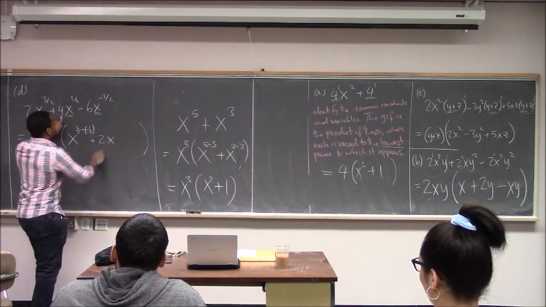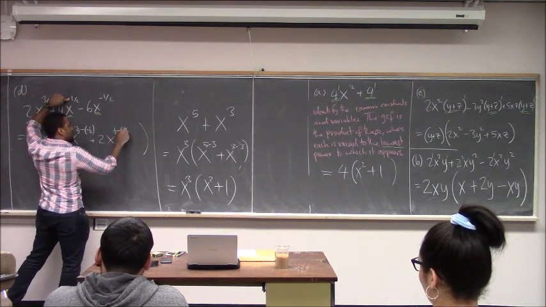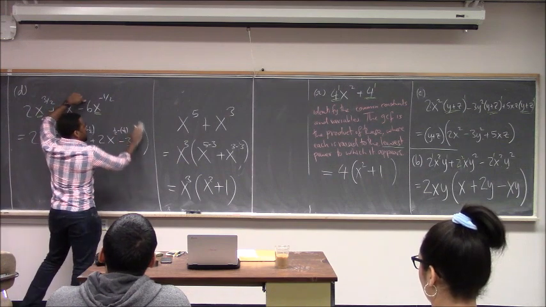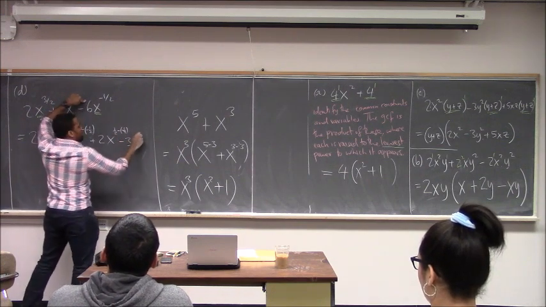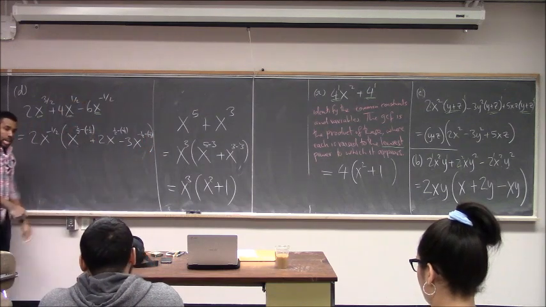Before I move the 2 from here, this is a half, so this is going to be a half minus 1 half, minus a negative 1 half. Minus 3, this is going to be x to what? Minus 1 half minus a minus 1 half. That's what's going to happen.